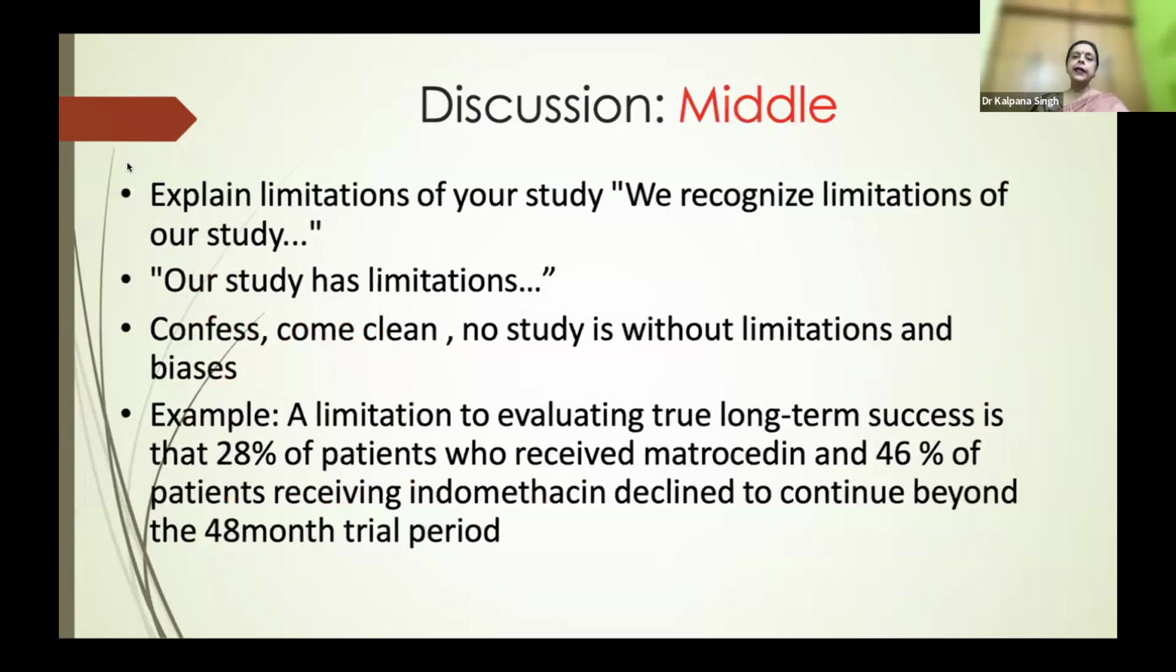So after the beginning, in the middle, we explain the limitation of our study. We recognize the limitation of our study. Whatever the limitation is, that has to be written. Then we have to confess that no study is without limitations or bias. So confess whatever the limitation is. So an example has been given.